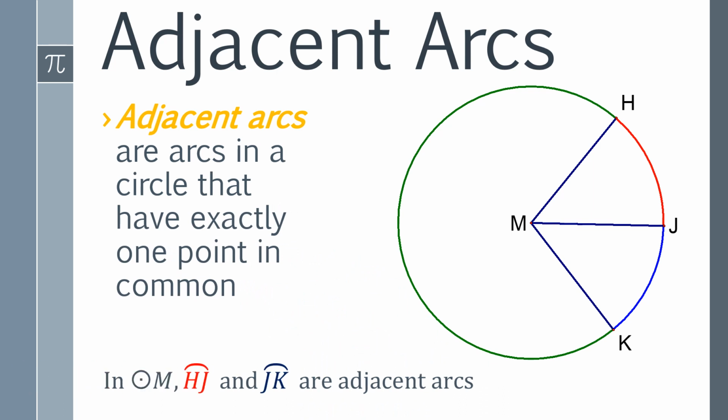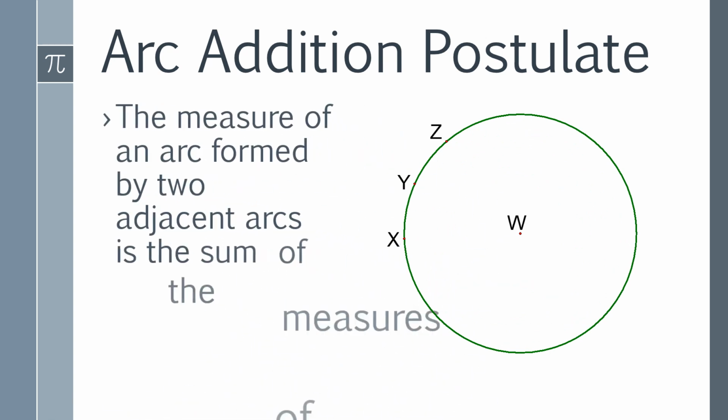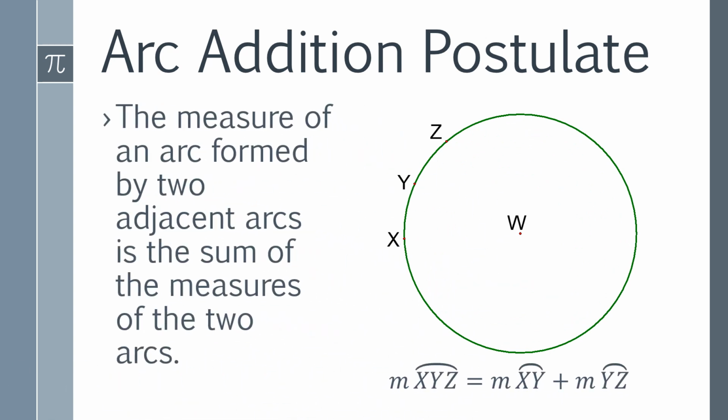Okay, adjacent arcs. Those are arcs in a circle that have exactly one point in common. So in this case, these arcs only have point J in common, so those arcs are said to be adjacent. So the measure of arc XYZ, which would be from here to here, is going to equal this arc plus this one. You might look at that and think that is common sense, no kidding. But you'd be surprised.